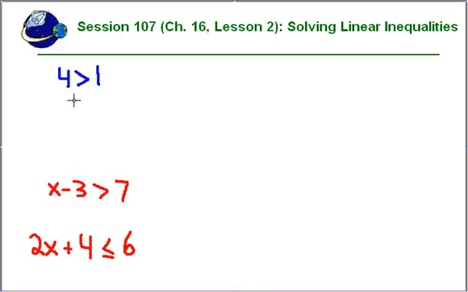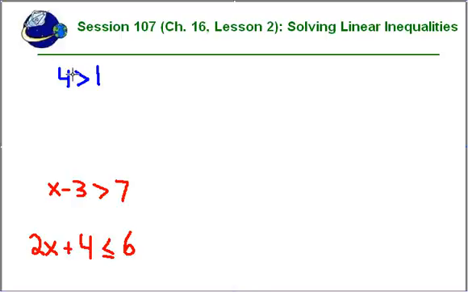Our first inequality here states that 4 is greater than 1. Well, if we decided to add a 10 to both sides of this inequality, 10 plus 4 would be 14. 10 plus 1 is 11. Would 14 be greater than 11? Yes. If we added 100 to the left side, 100 plus 4 is 104, and then added 100 to the right side, 100 plus 1 is 101. Is 104 greater than 101? Yes.